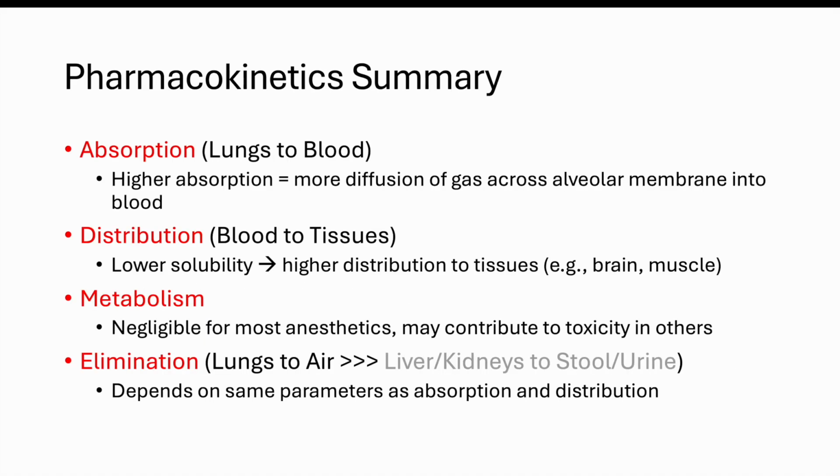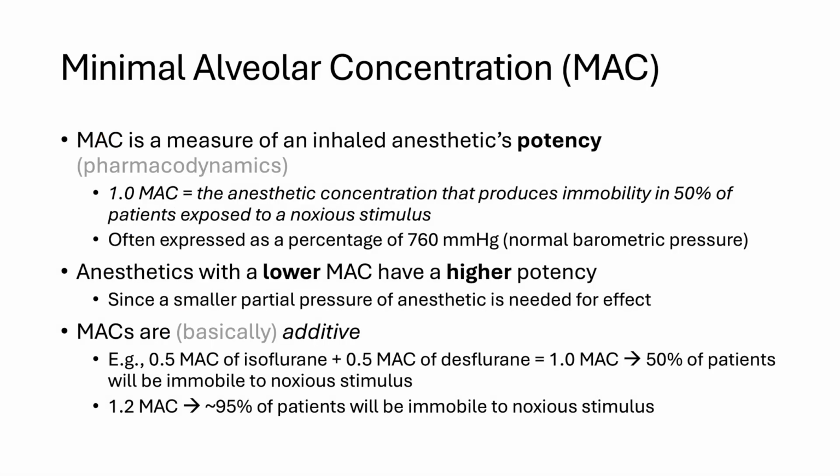In summary, we have discussed pharmacokinetics of inhaled anesthetics, covering the principles of absorption, distribution, metabolism, and elimination for these drugs. While we have mostly discussed the pharmacokinetics of inhaled anesthetics, there is one pharmacodynamic property of inhaled anesthetics that is important for a systemic understanding of these drugs. This property is referred to as the minimal alveolar concentration, also known as MAC.